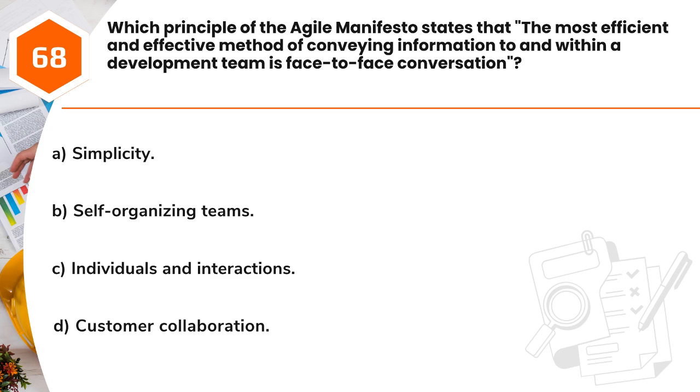Question 68. Which principle of the Agile Manifesto states that the most efficient and effective method of conveying information to and within a development team is face-to-face conversation? A. Simplicity. B. Self-organizing teams. C. Individuals and interactions. D. Customer collaboration.